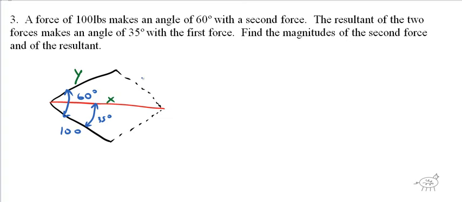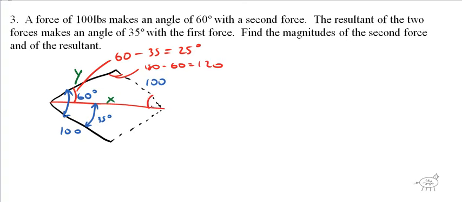Then this is also 100. Okay, and let's see, that's 60 degrees. The whole thing's 60, and that's 35. So do you guys agree that this angle right here is 60 minus 35, which is 25 degrees? All right, and of course, if the whole thing is 60, this angle right here is 180 minus 60, which is 120.